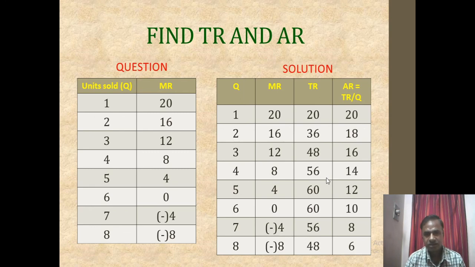Earlier we studied that the sum of MR is equal to TR. Right? We can find MR by finding the differences in TR. If you add the MR, you will get TR. AR you know very well, TR divided by Q. 20 divided by 1, 36 divided by 2, 48 divided by 3, 16. Right? So when AR is given, we can find TR and MR. When MR is given, we can find TR and AR. When TR is given, we can also find AR and MR.